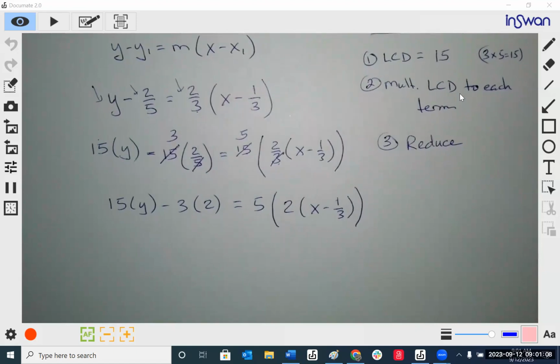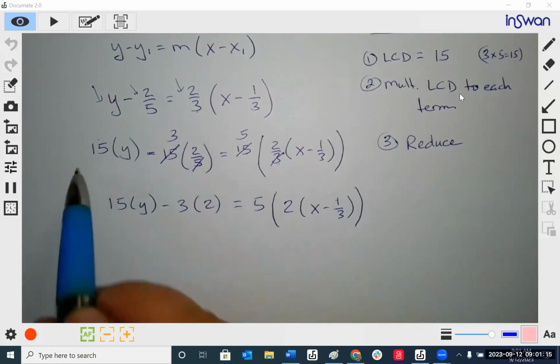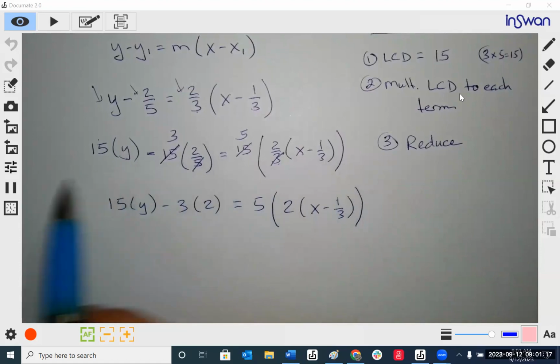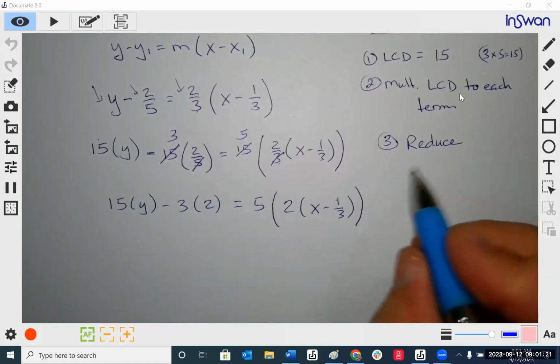Okay, it's looking a lot easier so far. So in other words, at this step here, this is where you get rid of all the fractions. At this step right here. After you multiply by the LCD, that should get rid of all your fractions.